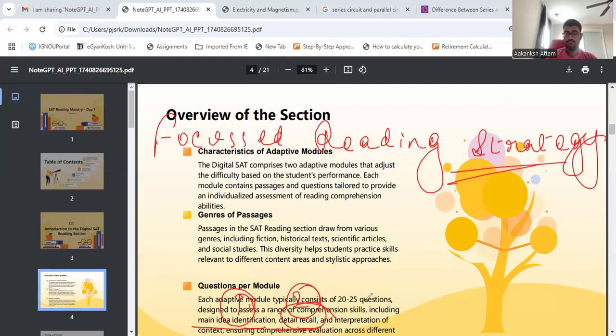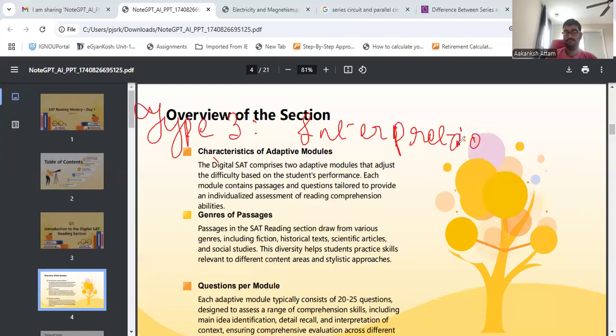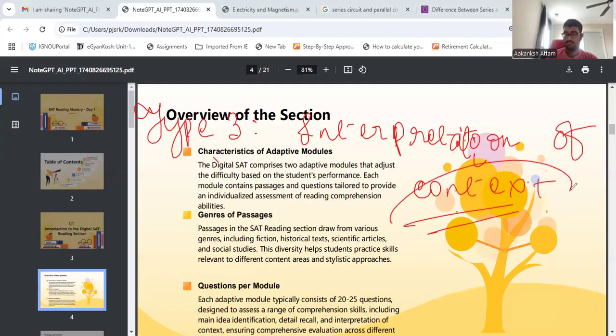Now, here we go with the third kind of questions. That is type 3, interpretation of context. What do you mean by context? Have you ever come across this word context? Yeah, the main idea, kind of like the main theme of the passage.